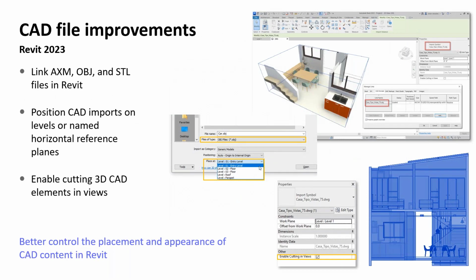Revit 23 offers improvements to CAD file support. You can now link additional CAD file types, AXM, OBJ, and STL, into your Revit projects. All supported CAD file types can now be placed on levels or named horizontal reference planes as they are imported. And then a new instance parameter allows cutting of 3D elements in CAD files, which I thought was pretty nice.